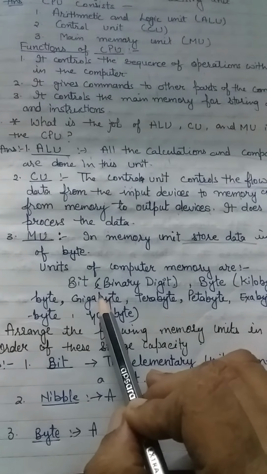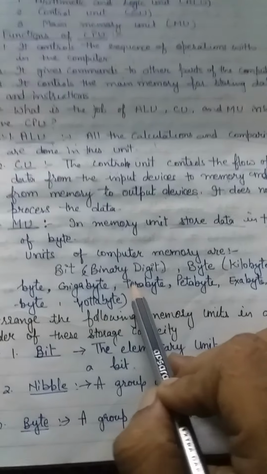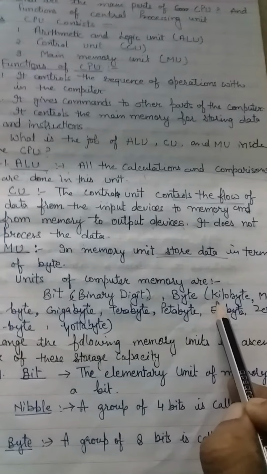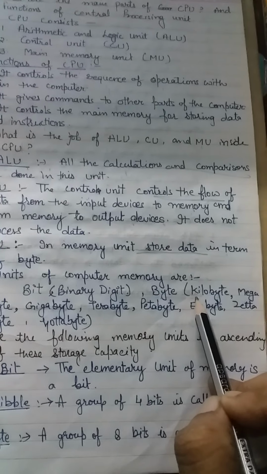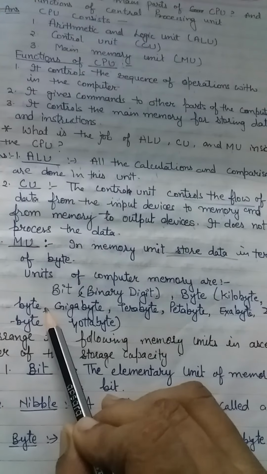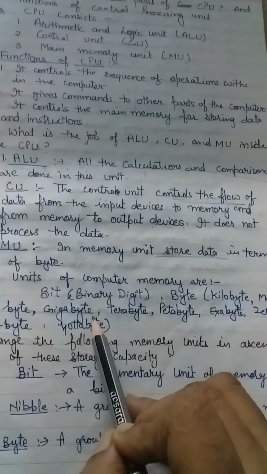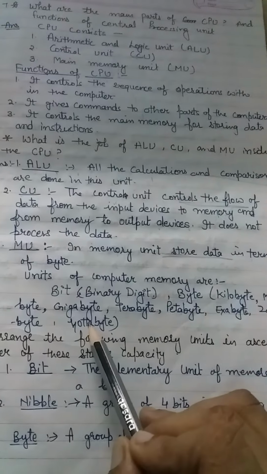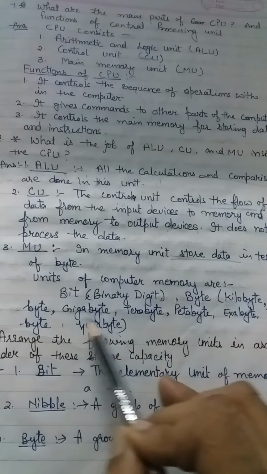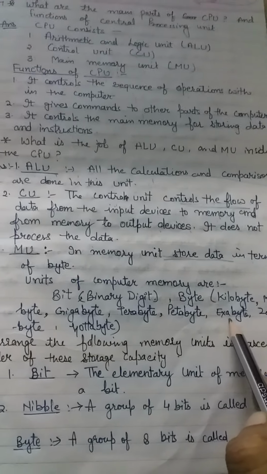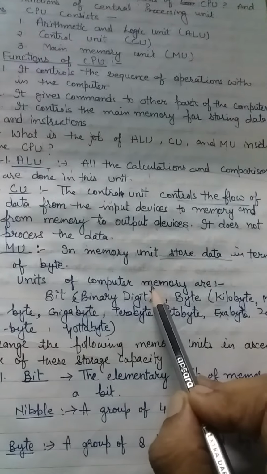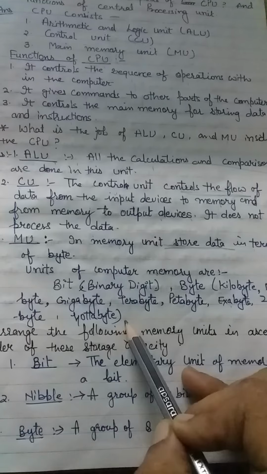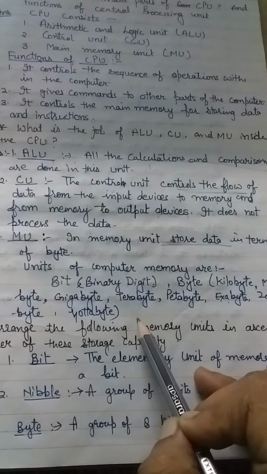One is a bit, called the binary digit. There are different types of bytes, like a kilobyte, the least memory of data to be stored. Megabyte, more data to be stored in a megabyte. Gigabytes, terabytes, petabytes, exabytes, zettabytes, and yottabytes. These are the different measurements of data units in a memory, meaning how much data can be saved in a memory, counted with the help of these types of bytes.